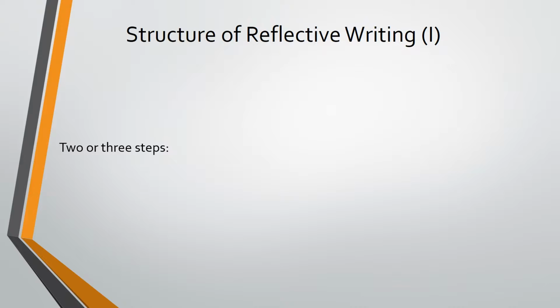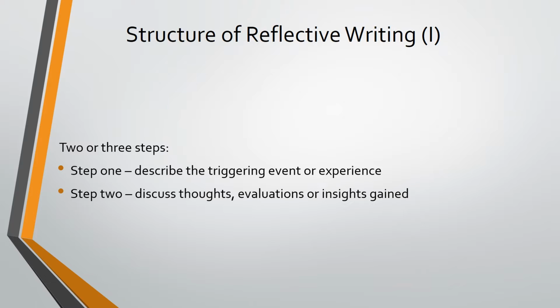The structure of the reflection can consist of 2 or 3 steps depending on what kind of trigger is being reflected upon. Step 1 is the triggering event or experience. In this first step, you describe, narrate or explain the event or experience that triggers your reflections. In step 2, you describe and discuss your thoughts, evaluations or insights gained from it. In step 3, the third step is future action that you want to take as a result of reflecting on the experience.